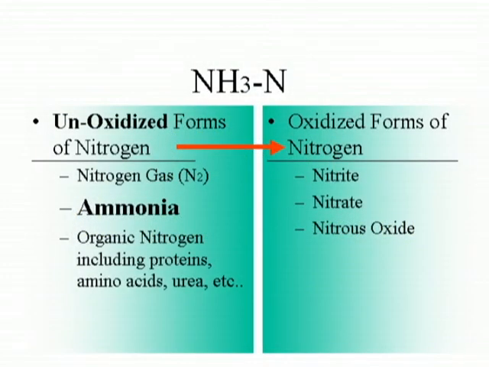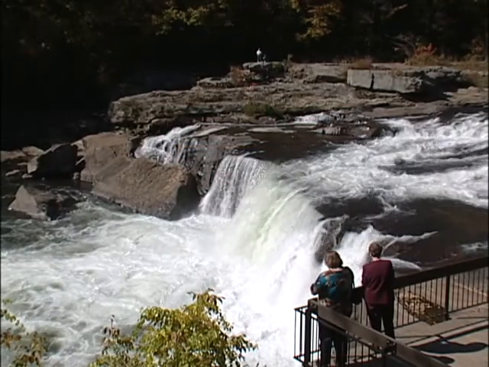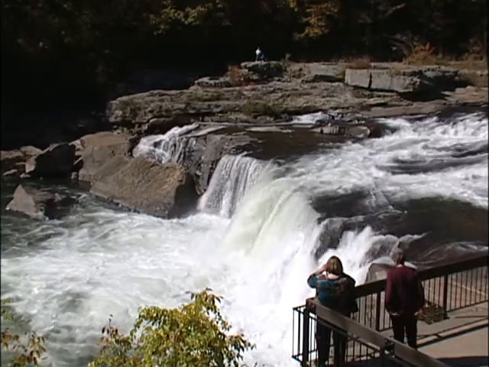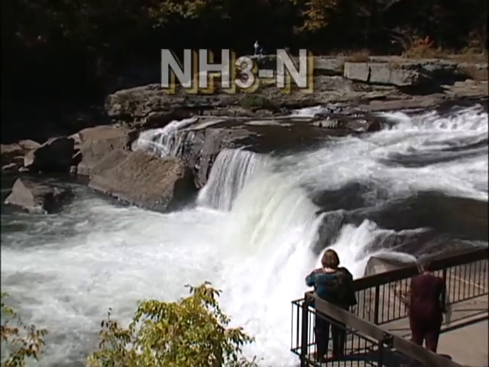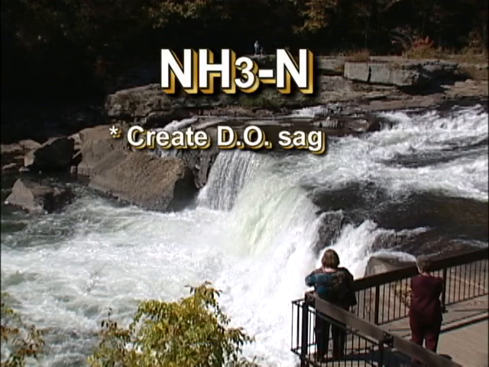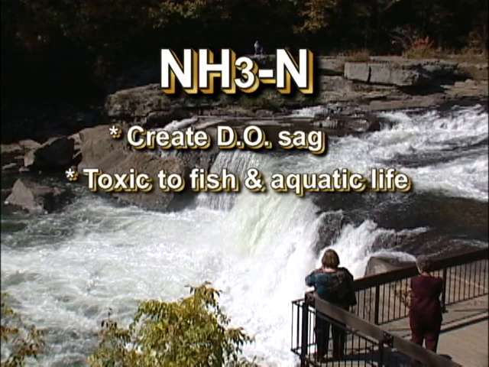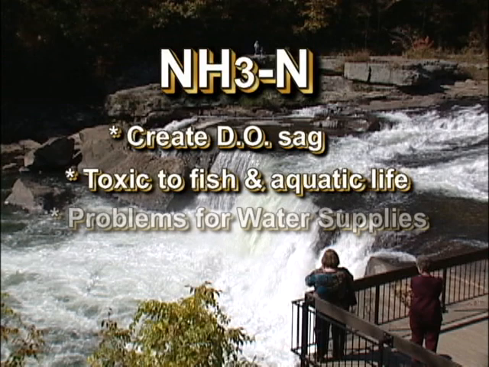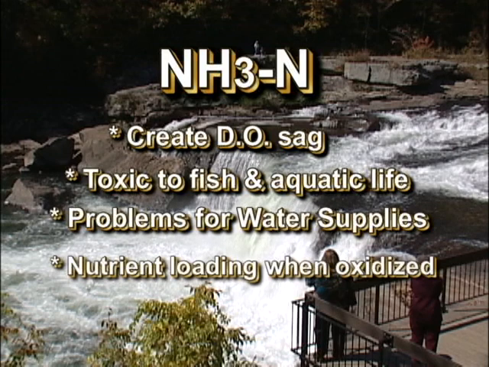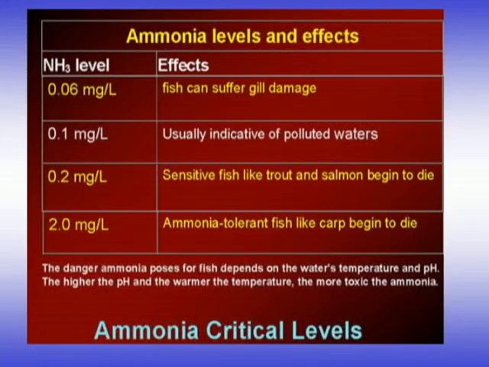Ammonia is a form of unoxidized nitrogen. Ammonia can be problematic if discharged into a receiving stream. If discharged, the ammonia can create a dissolved oxygen sag in the waterway, create acute and chronic toxic conditions for fish and other aquatic life, present problems for downstream drinking water supplies, and create nutrient loadings when oxidized. Ammonia can be toxic in relatively small quantities.